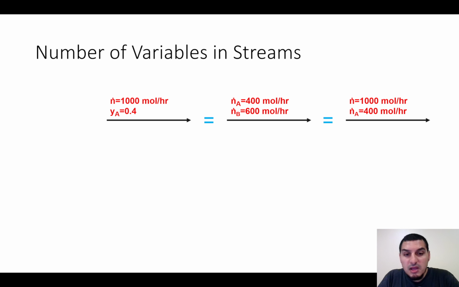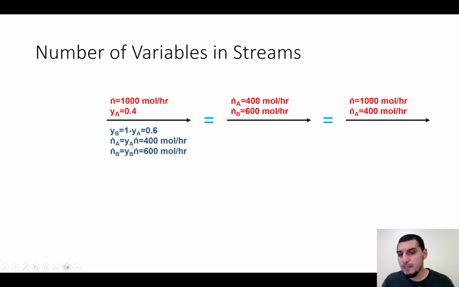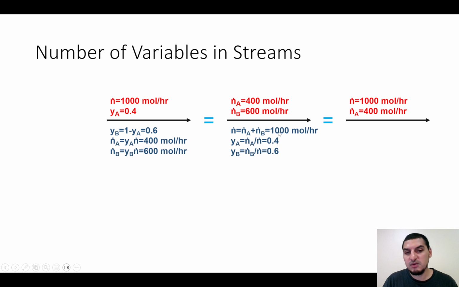And now I want to check if I can find the rest of the parameters using the two pieces of information that we have. So if I know that it's only two components, then I can calculate YB, which is 1 minus YA. And from YA and YB, I can calculate the molar flow rate of A and B, which is Y multiplied by N total. It's very simple. For the second stream, I can calculate the total number of moles by adding these two numbers, and I divide each one of them by the total to get the mole fractions. So I now know everything.